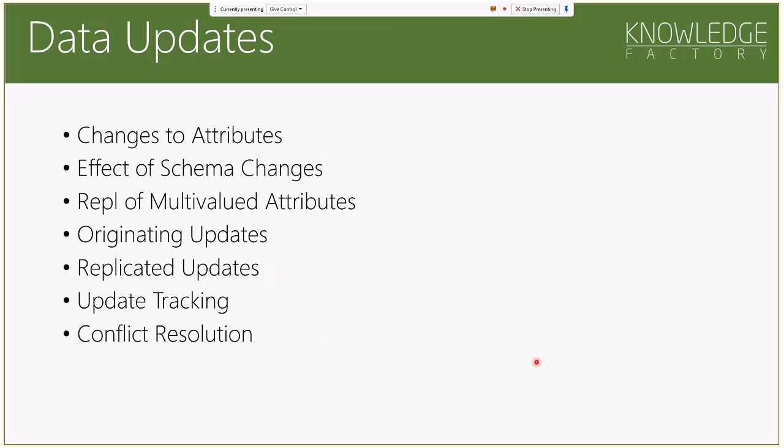AD objects are instances of schema-defined classes, which consist of named sets of attributes. Schema definitions determine whether an attribute can be administratively changed. Attributes that cannot be changed are never updated and therefore never replicated.